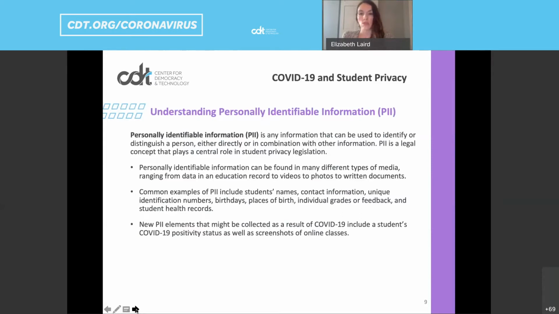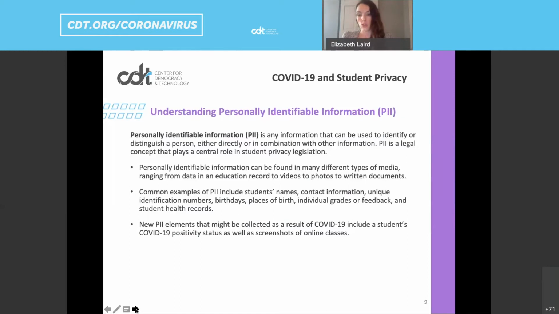In the context of COVID-19, I think it's important to remember that personally identifiable information doesn't just live as a row in a data system, but it can be in lots of different kinds of media. And I think we're seeing that in terms of video conferencing and screenshots and photos. So we need an inclusive definition of the kinds of data we need to be thinking about, which may not always be the data we've historically been thinking about and trying to protect. And then, as part of this, we need to pay attention to the new elements that have been introduced and are being collected as a result of COVID-19.